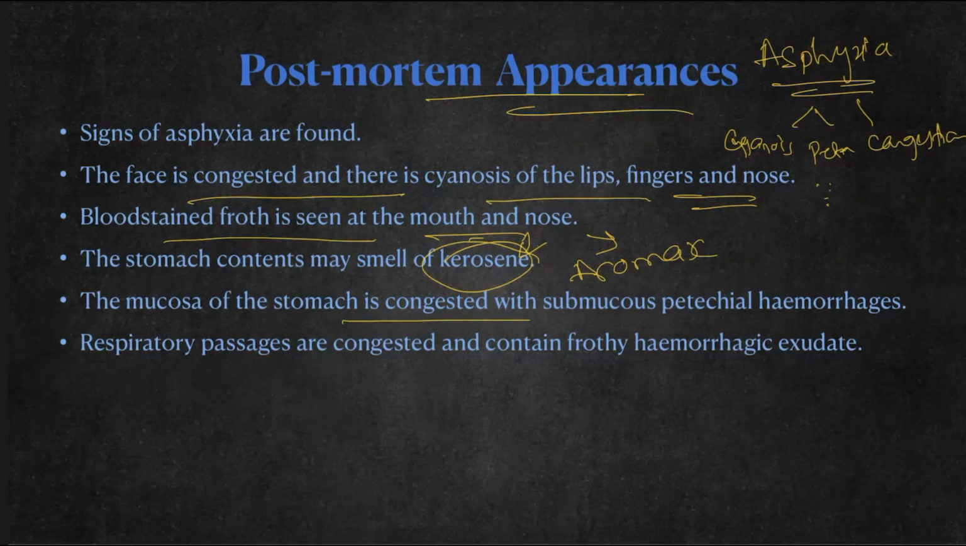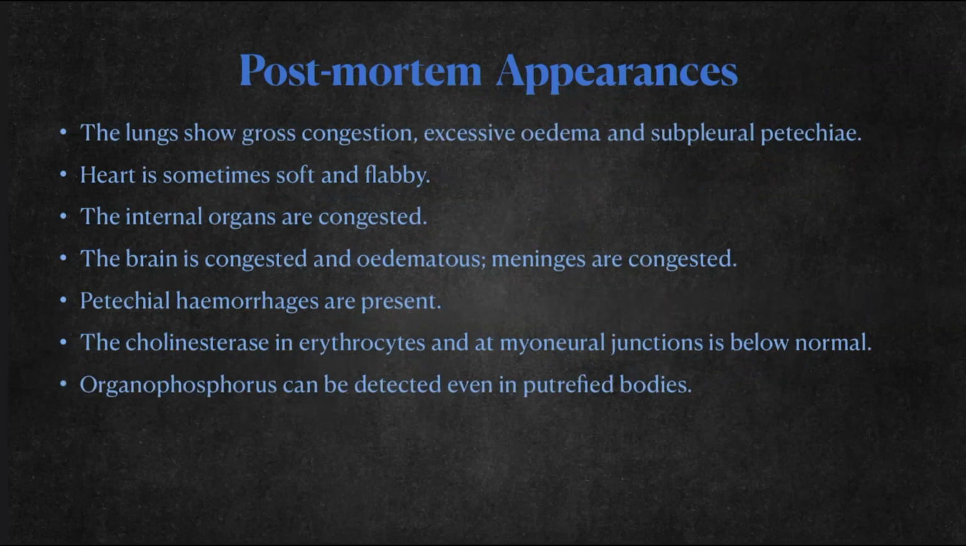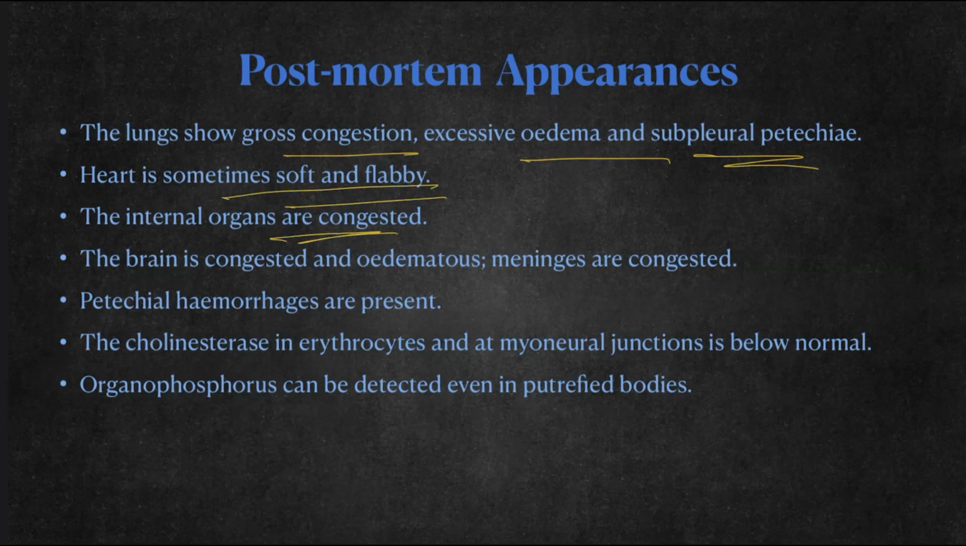The mucosa of stomach is congested with some mucous and petechial hemorrhages. Respiratory passages are congested and contain frothy hemorrhagic exudate. Again, respiratory passages will be congested because of increased secretions. The lung shows gross congestion, excessive edema and subpleural petechiae. The heart is sometimes soft and flabby. The internal organs are congested. The brain is congested, edematous, and meninges are congested.